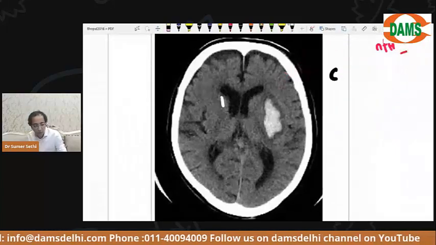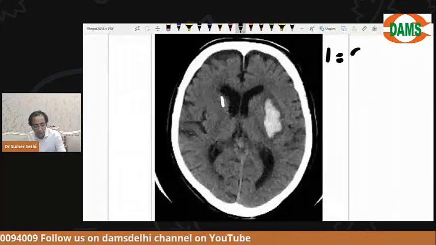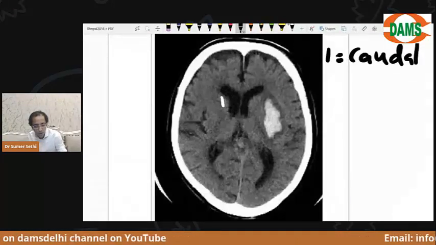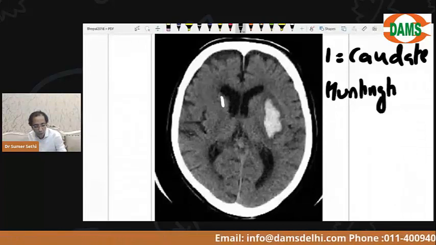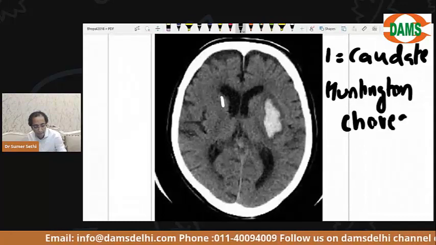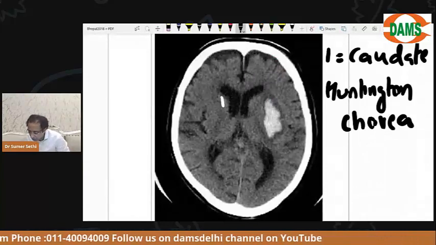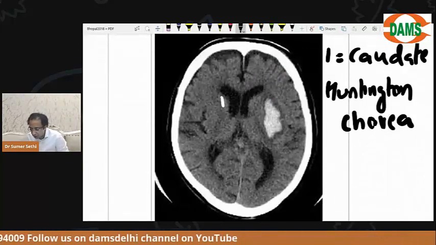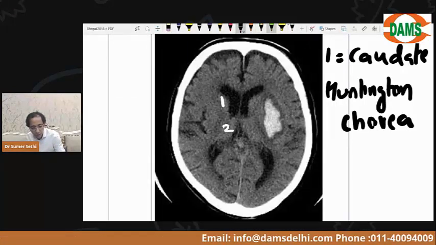So area marked as number 1 is the caudate nucleus, and the disease in which the caudate nucleus is atrophied is called as Huntington's chorea. So you remember, caudate nucleus atrophy is seen in an autosomal dominant condition called as Huntington's chorea. Okay, 1 is caudate nucleus, 2 is thalamus.